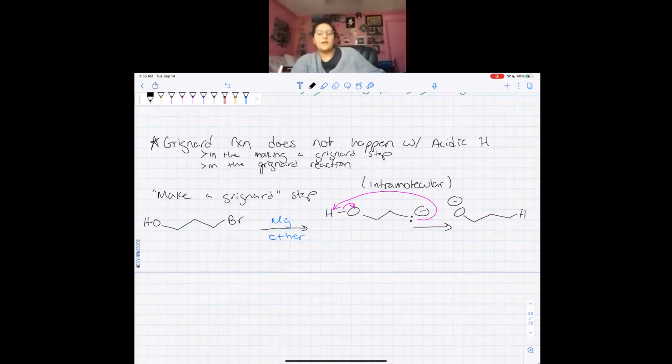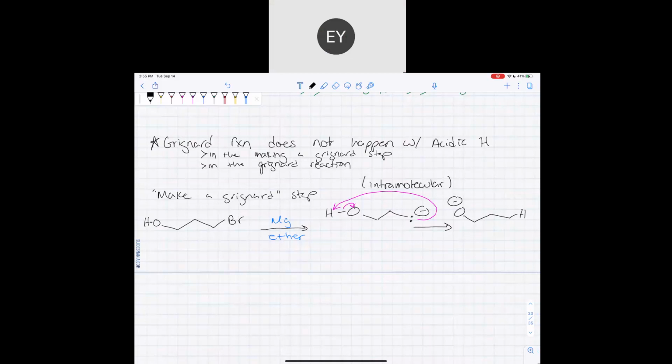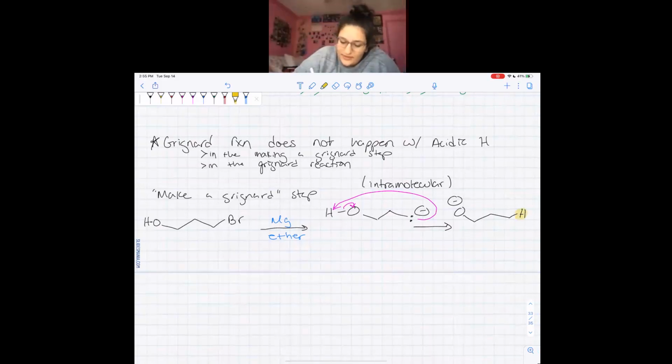Great question. The reason it wouldn't make a ring is because it's acting like a base. So it's not actually attaching to anything. It's just stealing the hydrogen because that's super easy for it to do. So it's not an intramolecular nucleophilic reaction. It's just an intramolecular acid-base reaction. Okay, cool. And I'll highlight this just so you know this is the hydrogen that's being transferred.